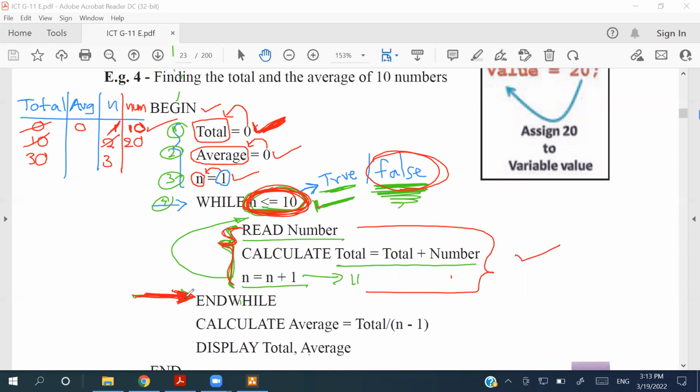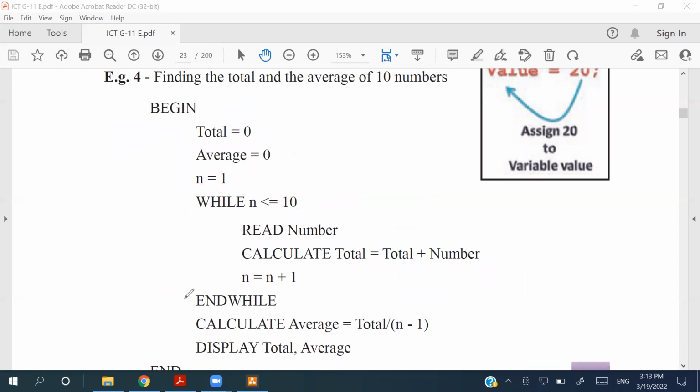So let me sum it up. We use the while keyword to indicate an iteration. Then we need the condition for the iteration. And when this condition is true, these iteration steps will happen. When the condition is true.